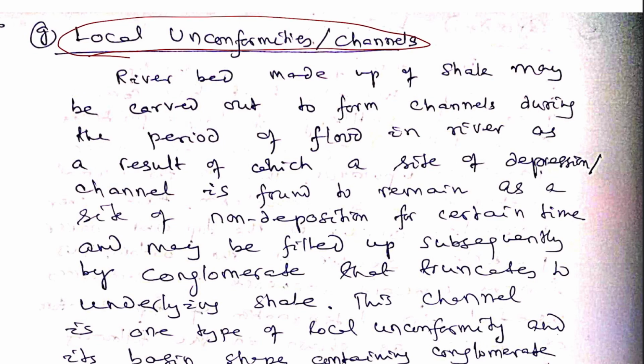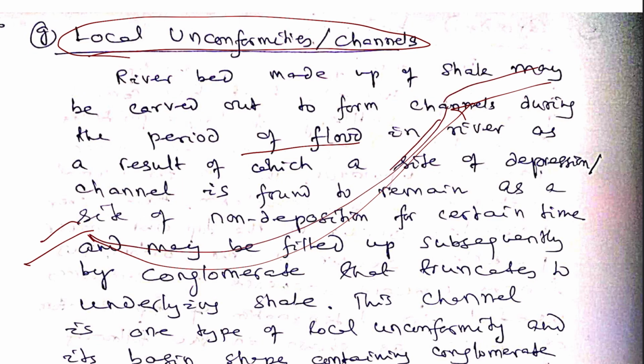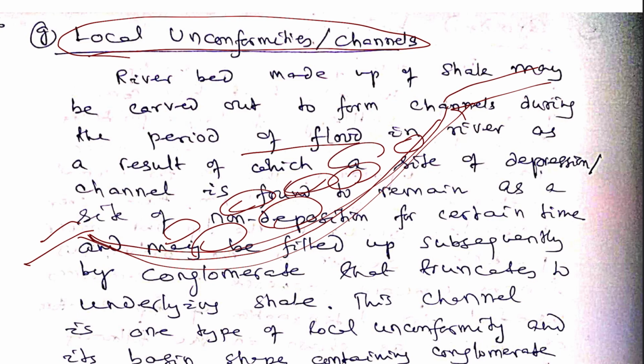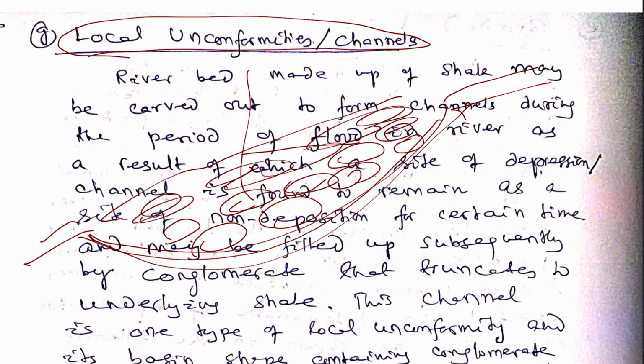When the rivers are in spate or are in flood, new channels are being created along the path of the river course. Subsequently, no water flows in the channel and it remains as a basin, and it gets filled up by coarse grained fragments, say it gives rise to conglomerate.